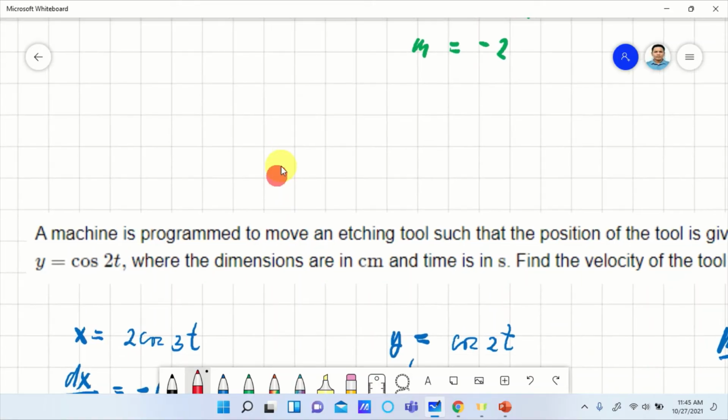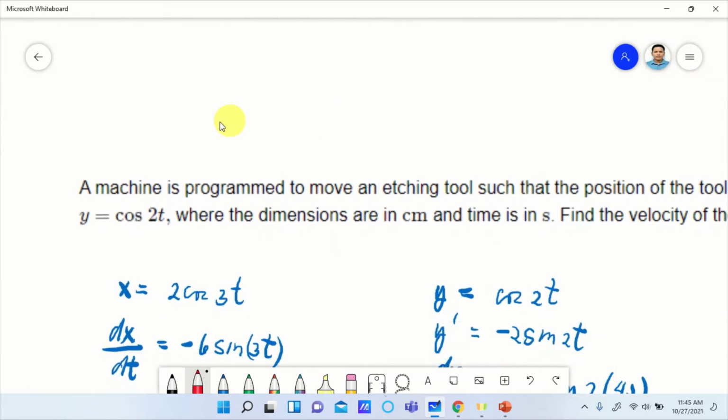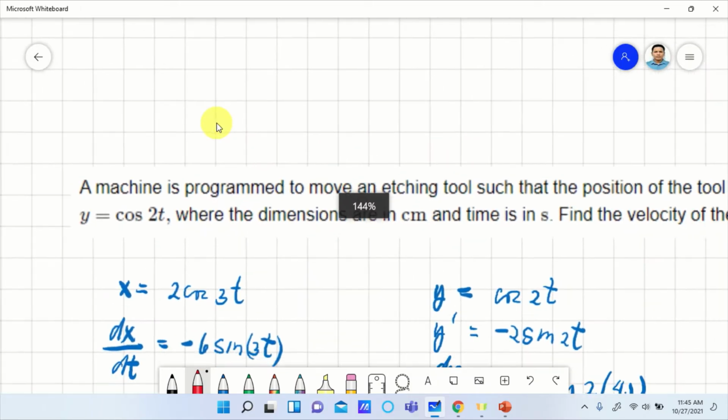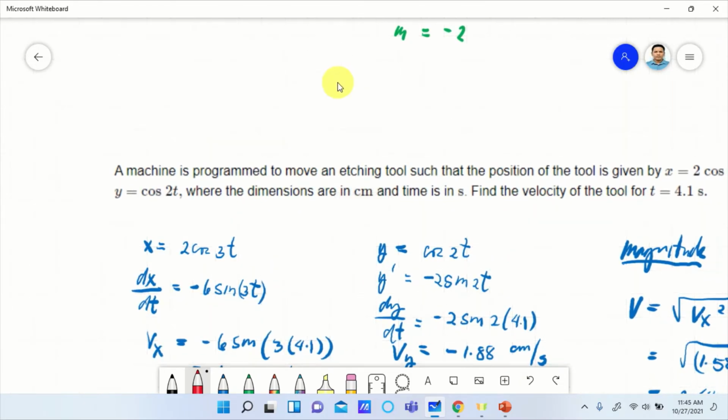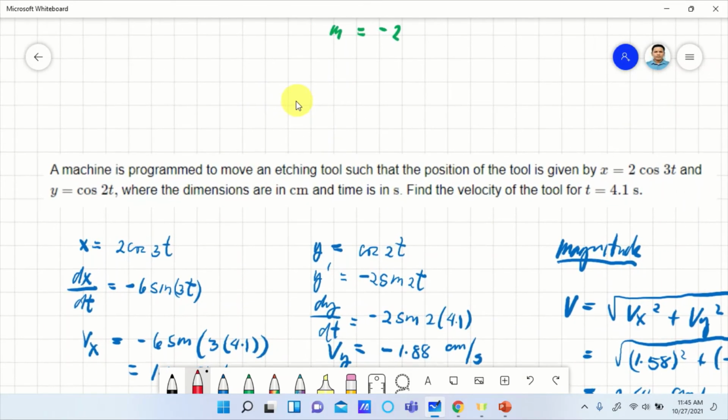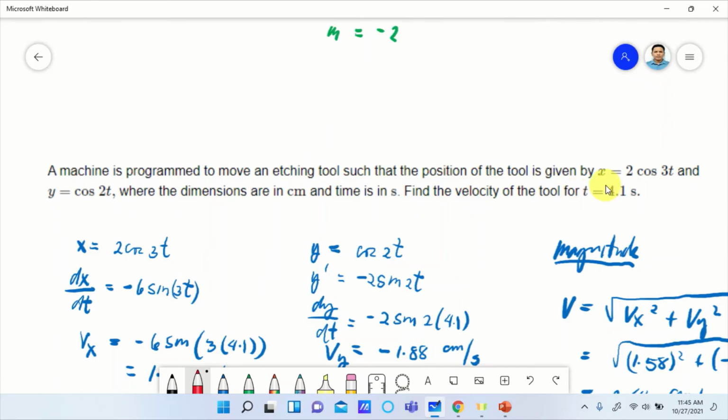Okay, so for example, it says here: a machine is programmed to move an etching tool such that the position of the tool is given by these functions. You have x is equal to 2 cosine of 3t and y is equal to cosine of 2t, where the dimensions are in centimeters and time is in seconds. So you need to find the velocity of the tool for t is equal to 4.1 seconds.